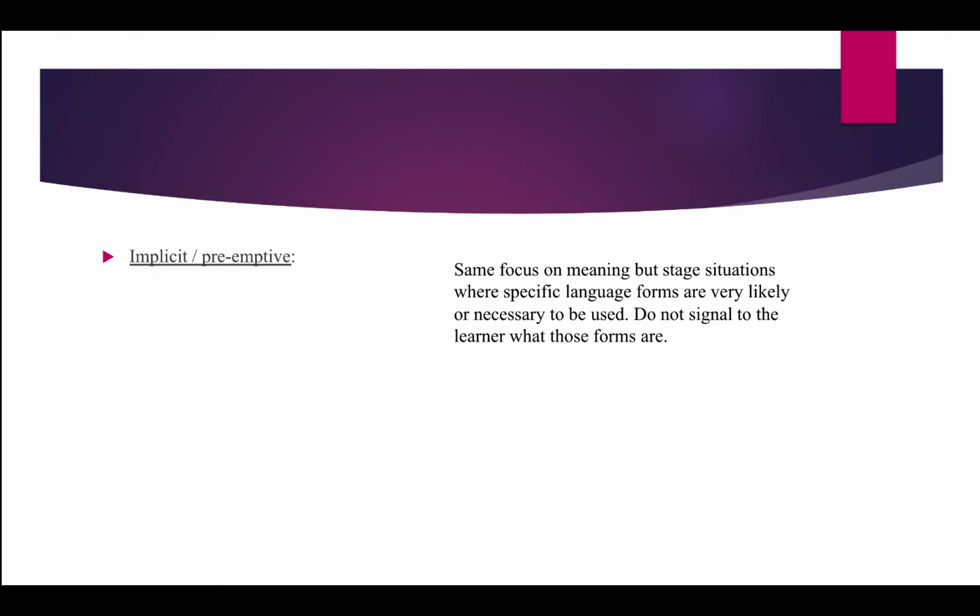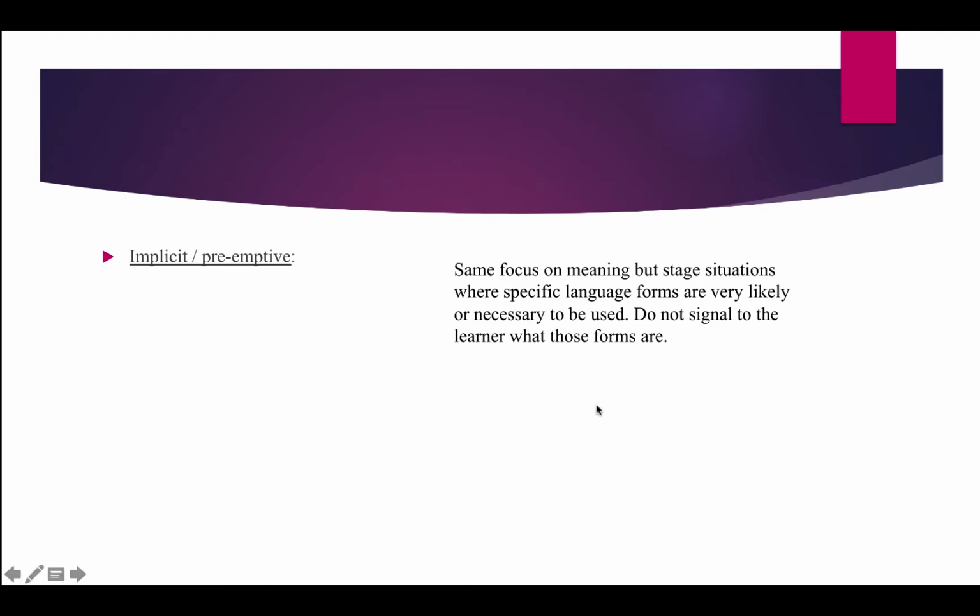Implicit preemptive. So basically, it's the same focus on meaning, but you stage situations. You stack the deck where specific language forms are likely to be necessary or used. So of course, when you choose a topic, that predisposes learners to a certain set of vocabulary. If you ask learners to tell you what happened yesterday as opposed to tell you what their expectations are from the future, you are predisposing them to using past tense versus future tense.